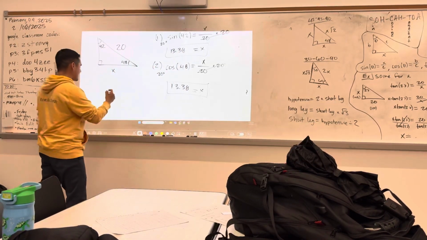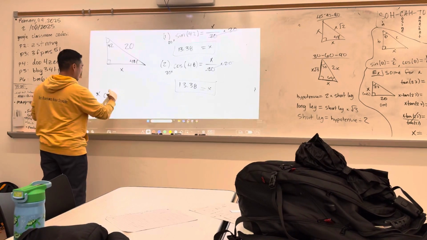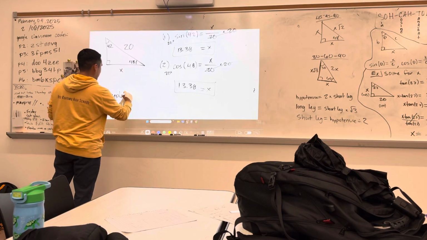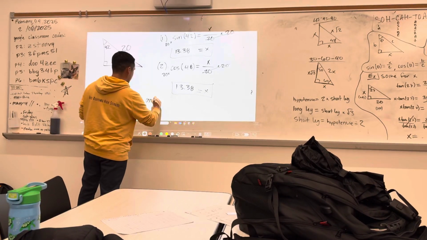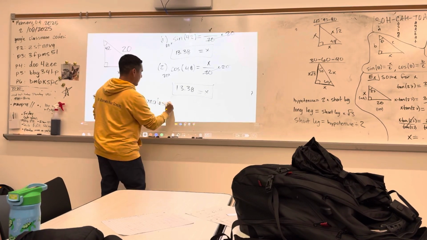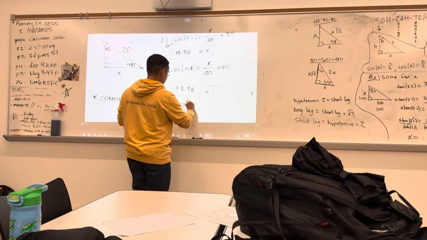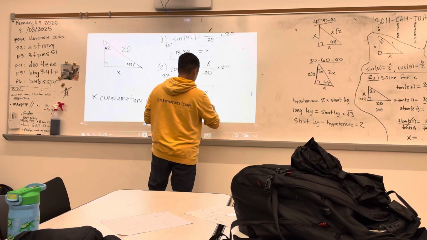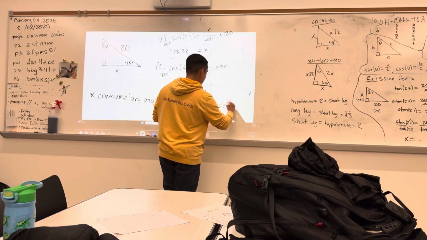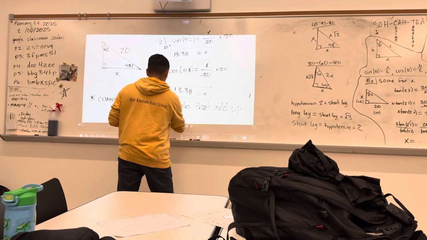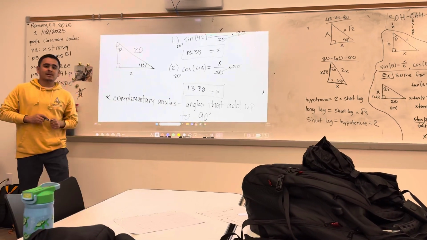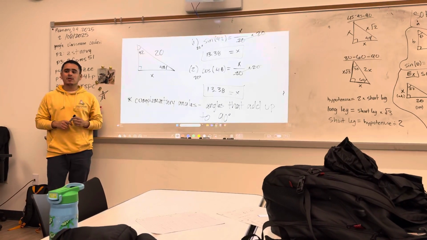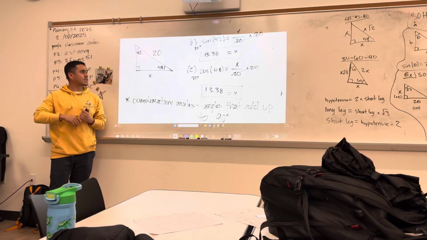If you forgot what this is called, go ahead and write it down. These are called complementary angles, meaning angles that add up to 90 degrees. Go ahead and write that down, please. So complementary angles are angles that add up to 90 degrees. Okay?